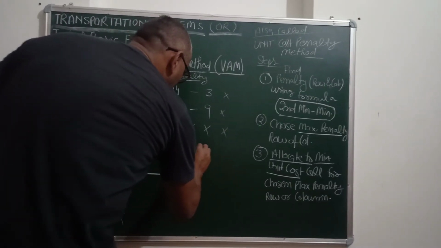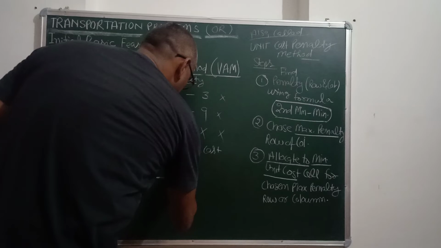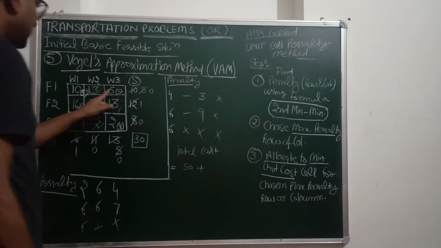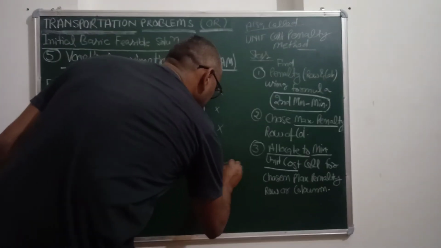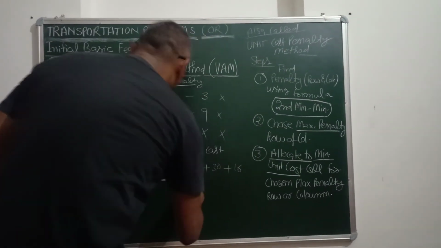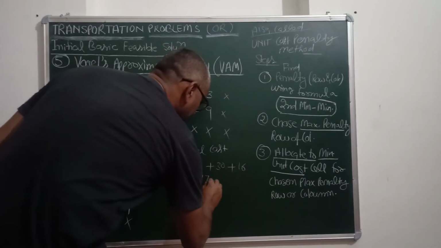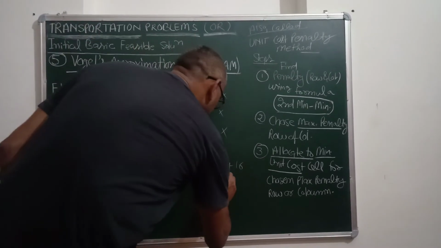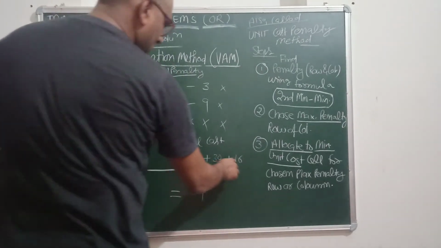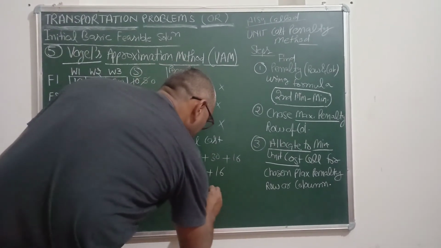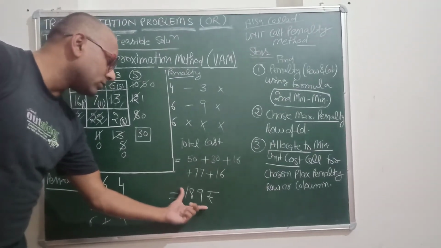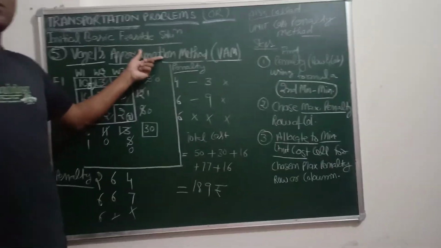So total cost is, multiply 10 by 5, it comes out to be 50. Then multiply 6 by 5, it comes out to be 30. Then multiply 16 by 1, it comes out to be 16. Plus 7 into 11, 77. Plus 2 into 8, 16. And this comes out to be 189. Okay, so this is the total minimum cost received using the Vogel approximation method.